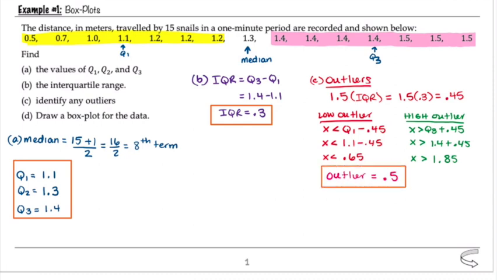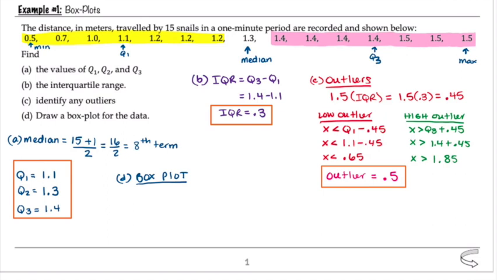The last part, we want to draw a box plot for the given data. So to draw a box plot, we need 5 pieces of information. We are going to need the minimum value, the maximum value, the quartiles, first quartile, second, and third, and we could put all of that together to represent it using a box plot. So the only 2 things I still need are my min, which is 0.5, and my max, which is 1.5.